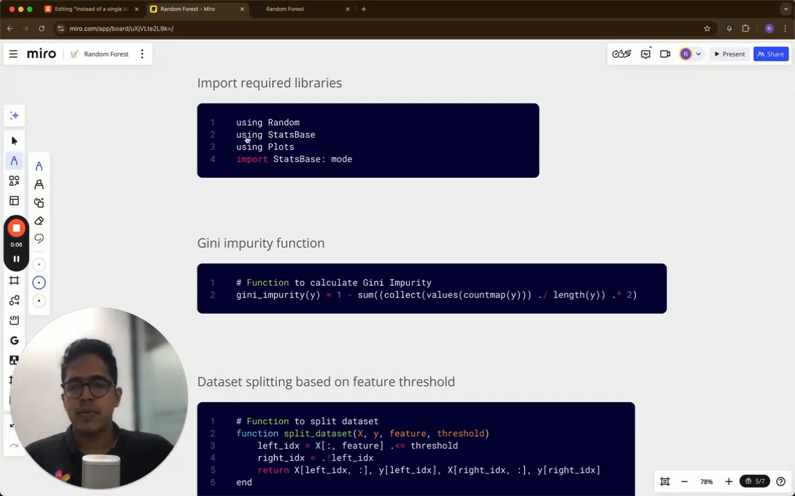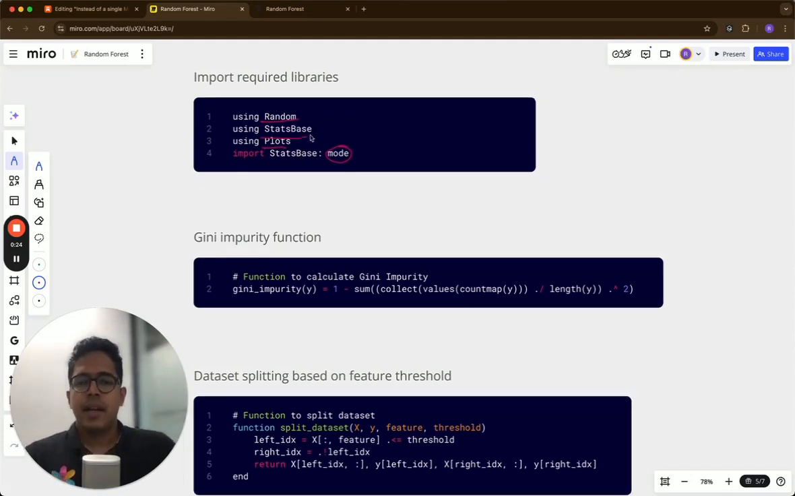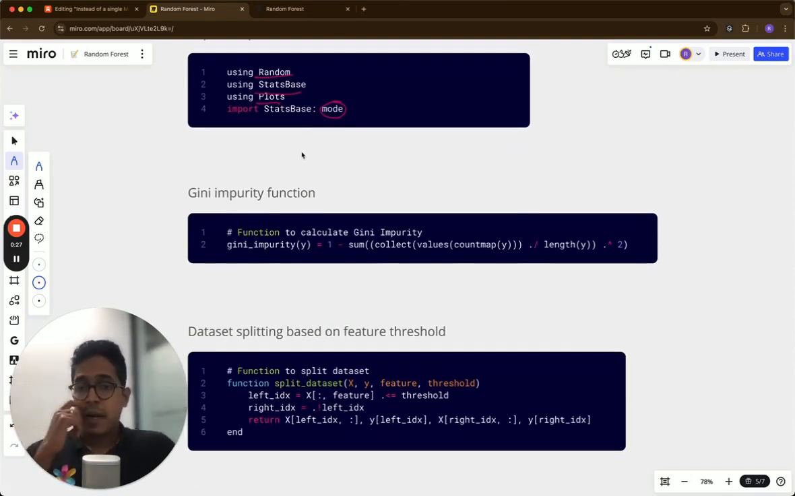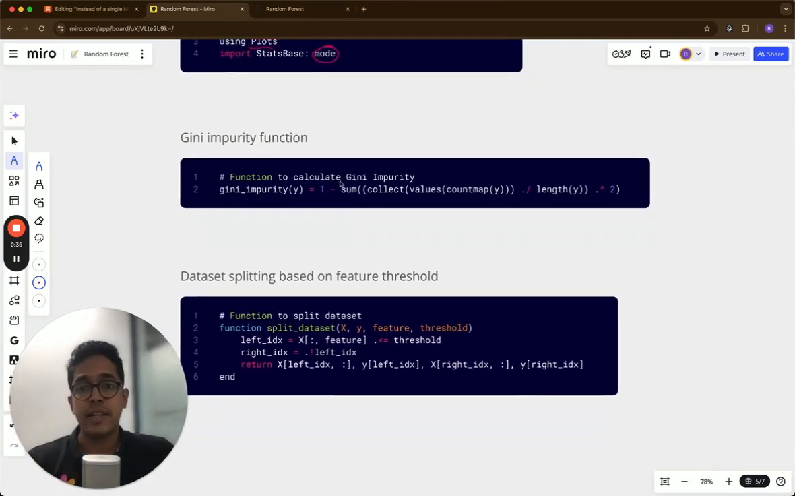This package is used for creating random numbers that will form part of our data set. The StatsBase package is used for calculating the mode. Mode is like voting, right? In voting, you can find the majority by calculating the mode. Plots is for plotting the results into a scatter plot. Then we have a bunch of functions, and we will be calling these functions only after we define the data set. So initially we are just going through the definitions of those functions.